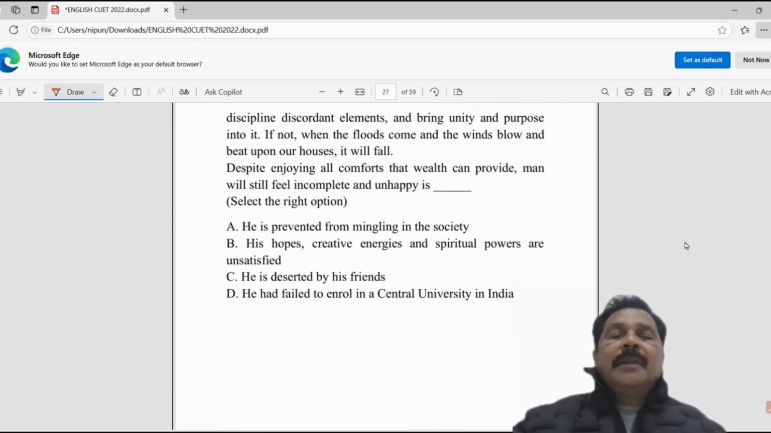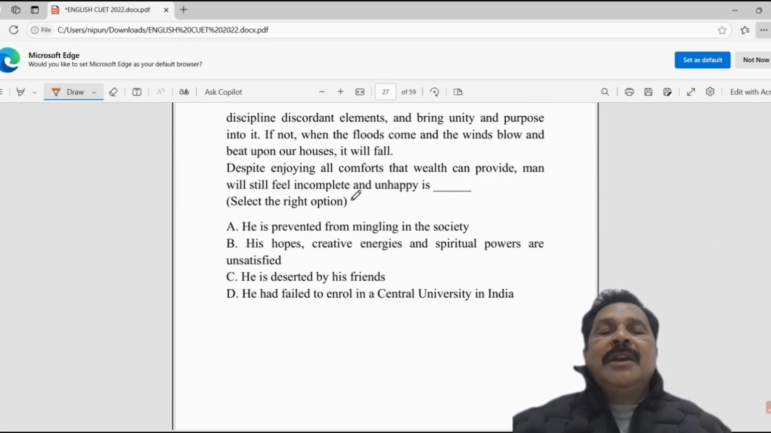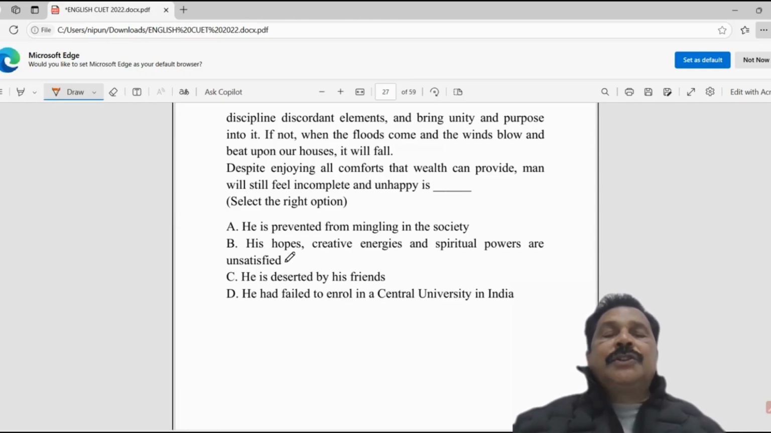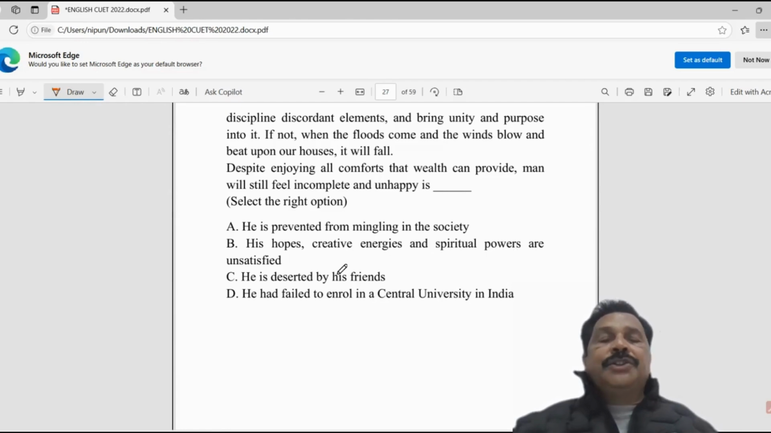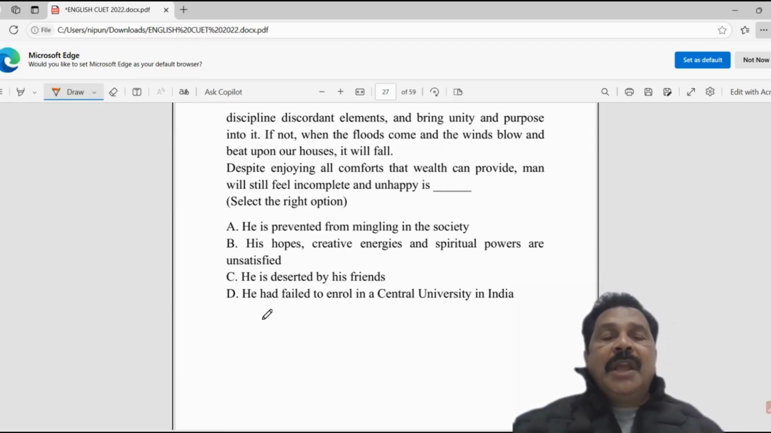And question number 18 will take you to another part. Despite enjoying all comforts that wealth can provide, man will still feel incomplete and unhappy. Select the right option. Number one, he is prevented from mingling in the society. That means he is blocked from mixing with the people in the society. His hope, creative energies, and spiritual powers are unsatisfied. He is deserted by his friends. Deserted means abandoned by his friends. He had failed to enroll in a central university in India. And the answer is B. His hope, creative energies, and spiritual powers are unsatisfied.